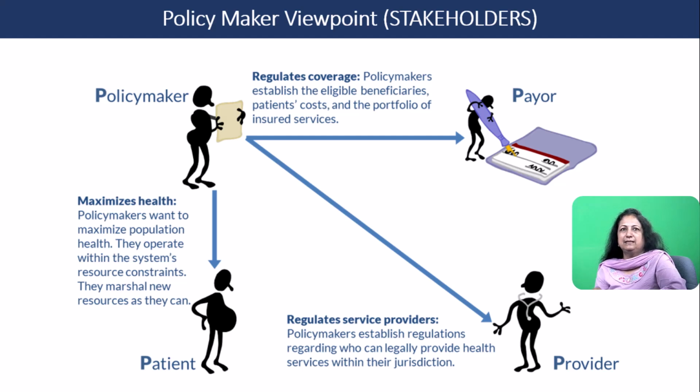So the policymaker will look at various aspects: who should be among the eligible beneficiaries, how the pricing should be done, and what the services should be. Should we have IPD, or the hospitalization services? Should we have OPD services? In India, OPD services are less insured. So the policymakers take these decisions.